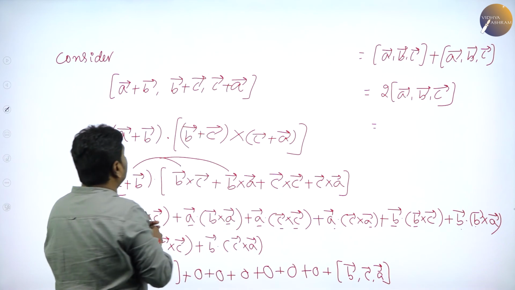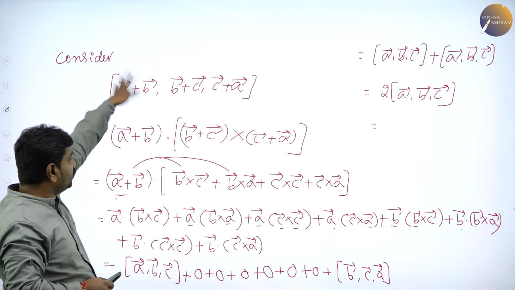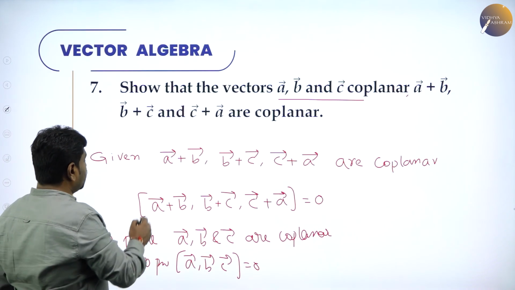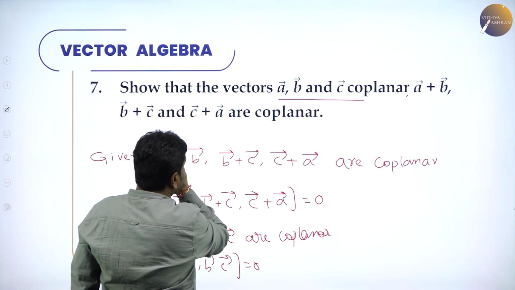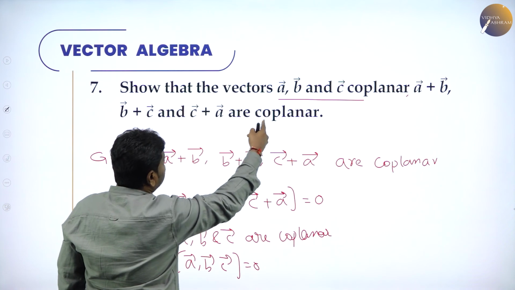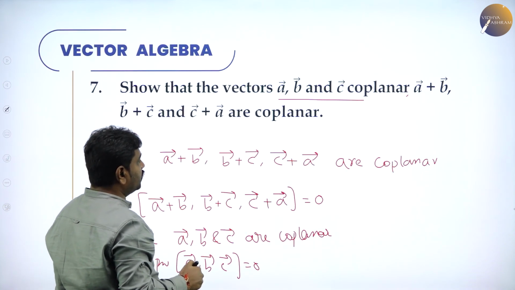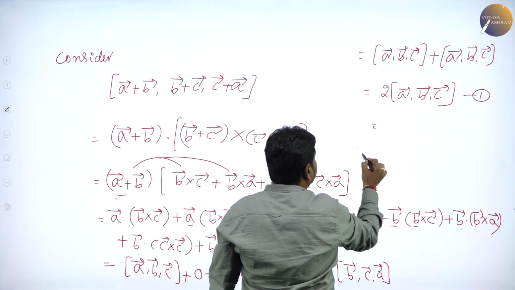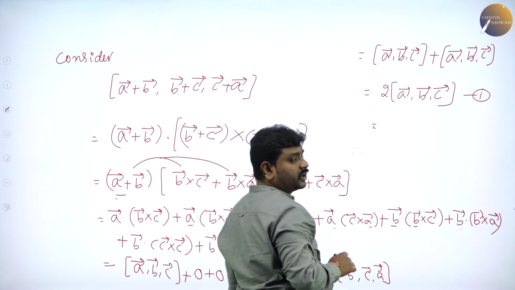I want to prove this is coplanar. If I want to prove A+B, B+C, C+A coplanar, I want to prove this is 0. But I got this as 2 box ABC. But when you read the question, they told that vectors A, B, C are coplanar. Sorry, show that the vectors A, B, C are coplanar. So we need to prove they are coplanar. So dear students, now we got this. Call it equation 1.